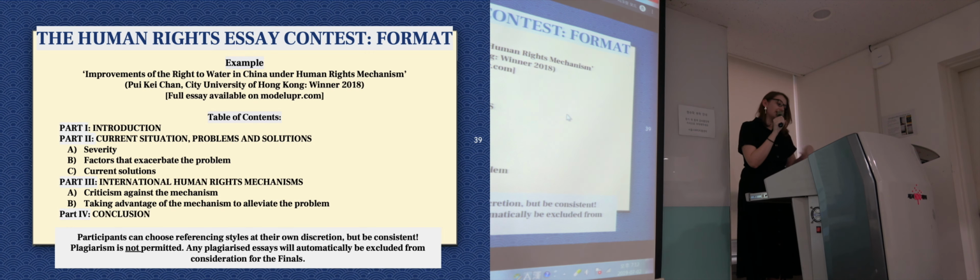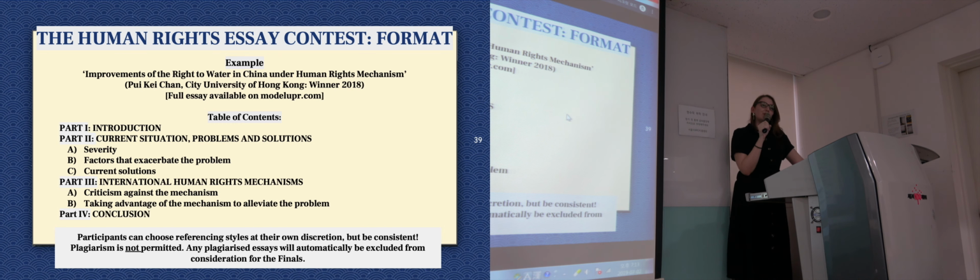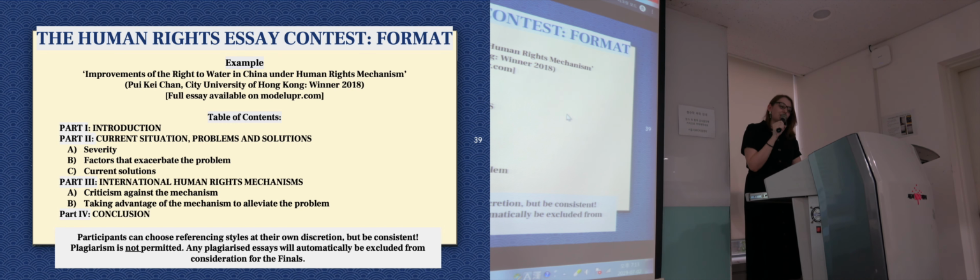So this is a basic outline for how you might want to structure this essay. This was the winner from last year. You can find the full essay online on our website. So you can see that they have an introduction outlining the human rights issue and its importance. Then they delved into the problems and solutions. Then they looked at the important aspect of this for us, which is the international human rights mechanisms and how they might be able to alleviate the problem, followed by a conclusion.